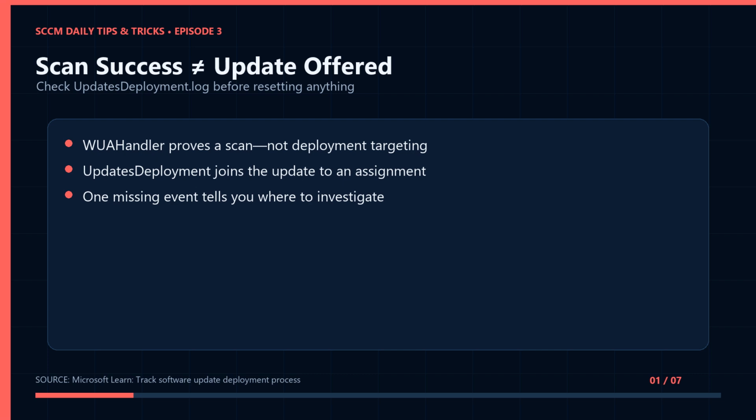In this quick generic lab, we will use WUAHandler.log, UpdatesHandler.log, and UpdatesDeployment.log to separate scan success from deployment evaluation. Use only sanitized isolated lab evidence and never show real deployment identifiers, collections, devices, servers, domains, addresses, URLs, or credentials.